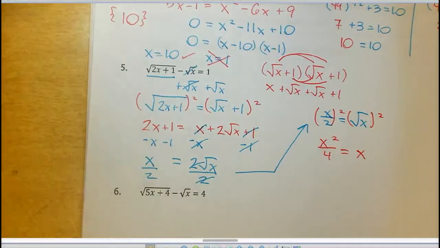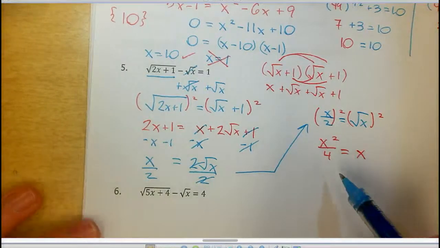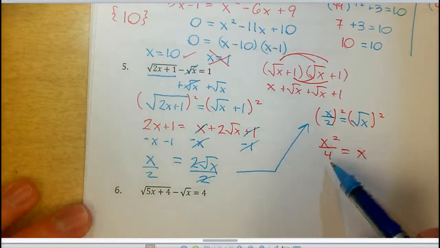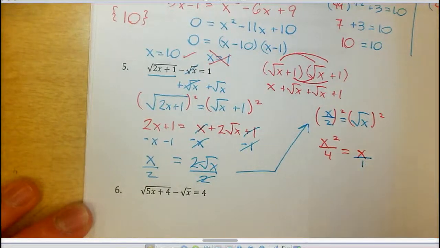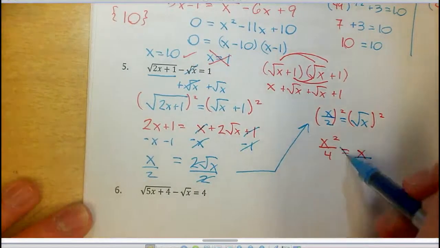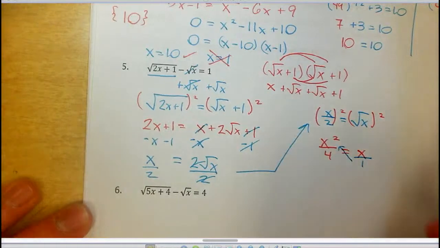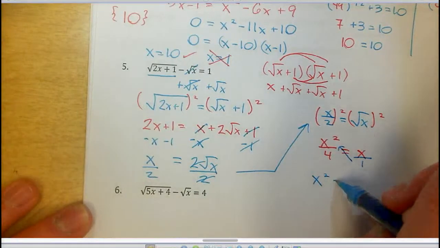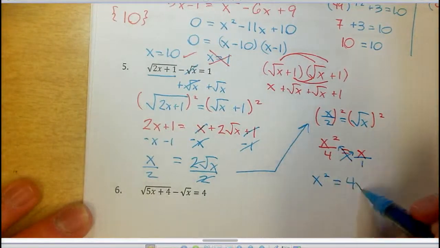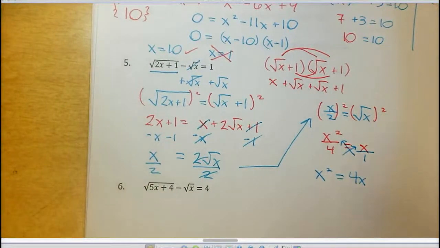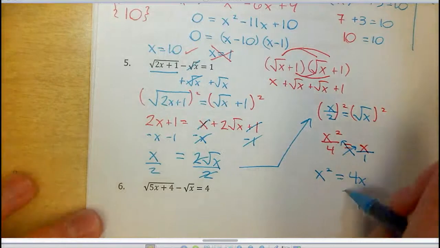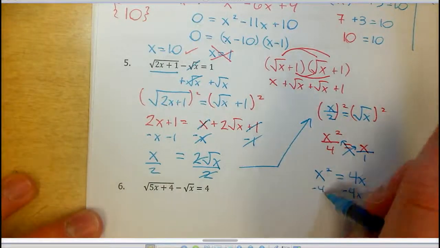And now at this point, some of you might be stuck and wonder what to do from here. Well, keep in mind this is nothing more than a proportion. We have x squared divided by 4 equals x divided by 1. So proportions, you can cross multiply. So if I cross multiply here, I just get x squared equals 4x. Okay, and now you'll see we have a quadratic equation, and we can set that quadratic equation equal to 0 by subtracting this 4x from both sides.